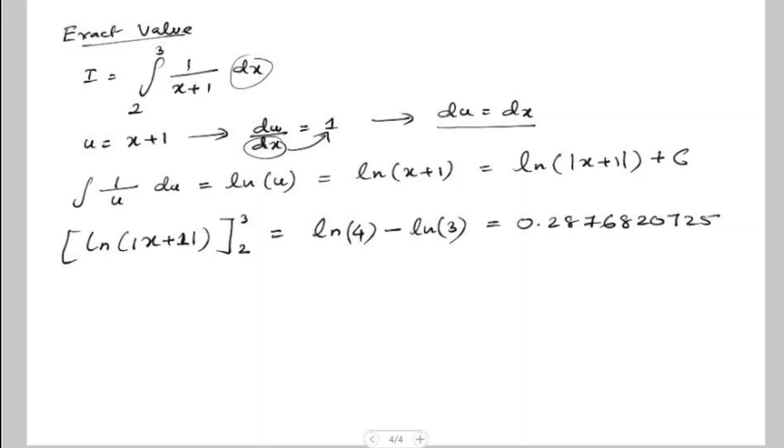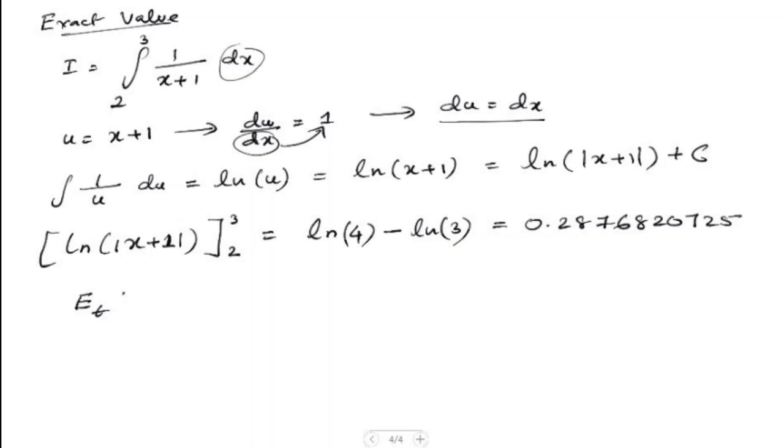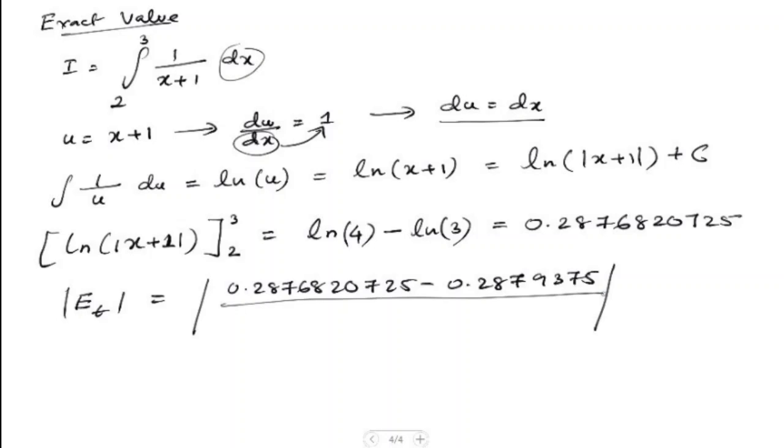So now we have our exact solution and we have our approximated solution, so we can find the absolute relative true error. The true error will be 0.28768200725 minus the approximated value, which was 0.2879375, and the whole thing divided by the original value, which is 0.28768200725, times 100. And this gives us a relative error of 0.0888%. So that's the end of the solution.